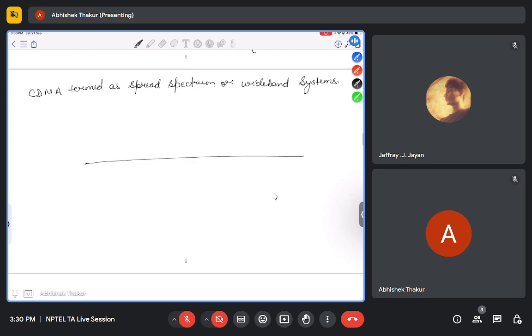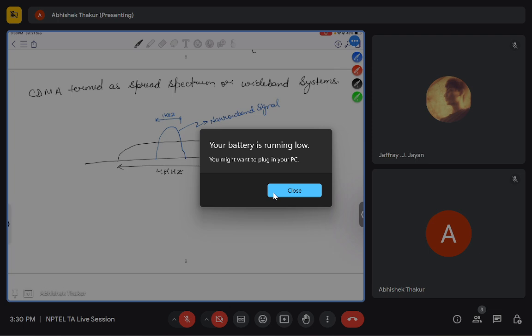So here we can see the plot. The original bandwidth required was 1 kilohertz, but now the complete bandwidth required is 4 kilohertz. So this was the narrow band signal, and this is wide band spread spectrum.